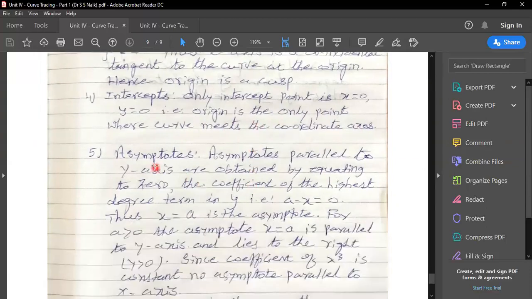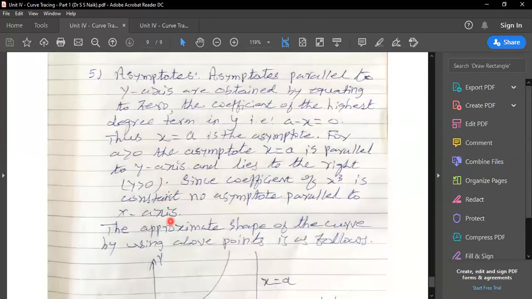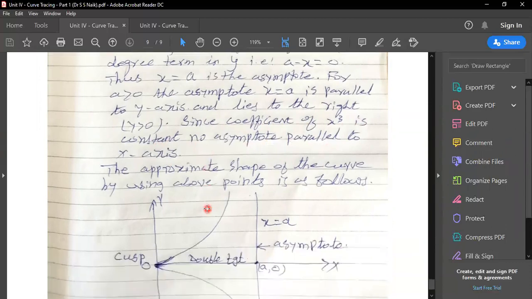Then the asymptotes. Asymptotes parallel to the y-axis are obtained by equating to 0 the coefficient of the highest degree term in y, that is a minus x equal to 0. Thus, x equal to a is the asymptote for a greater than 0. The asymptote x equal to a is parallel to the y-axis and lies to the right, for y greater than 0. Since the coefficient of x cube is constant, there is no asymptote parallel to the x-axis.